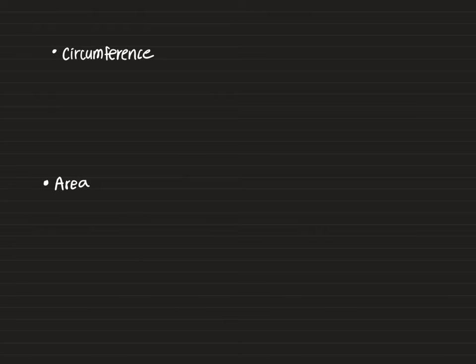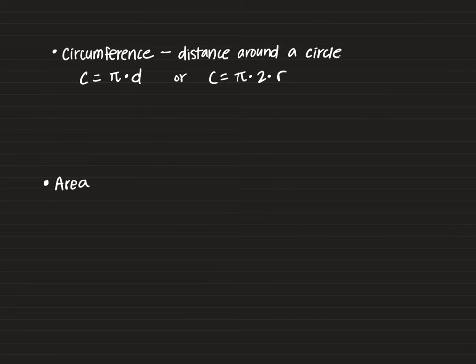Now the really important part of this lesson comes in here, where you find the circumference and the area of a circle. The circumference is the distance around a circle, kind of like the perimeter for polygons, but in a circle shape. In order to find the circumference, you multiply pi times the diameter, or pi times 2 times the radius, which gives you the diameter. In this class, you can either use the pi symbol if you have a calculator with a pi symbol, or you can just use 3.14.